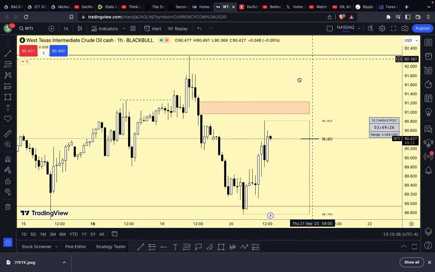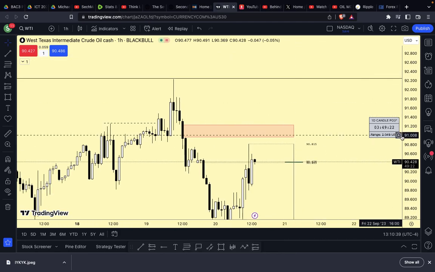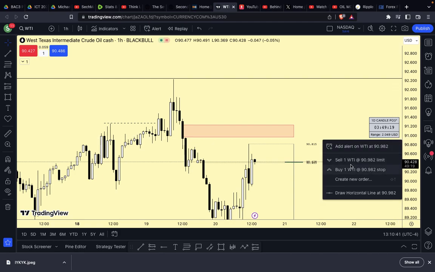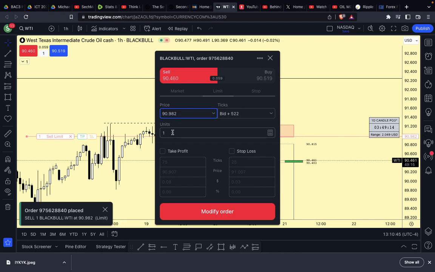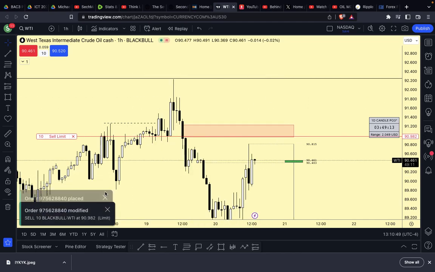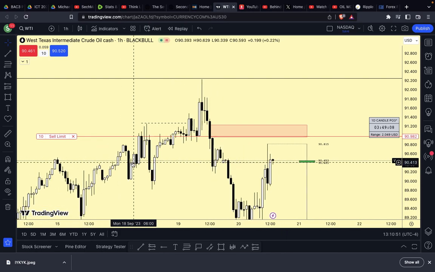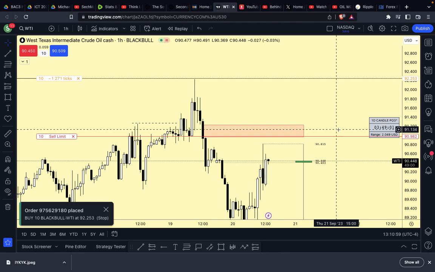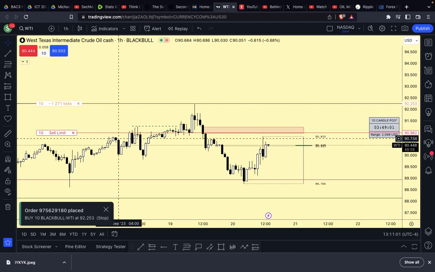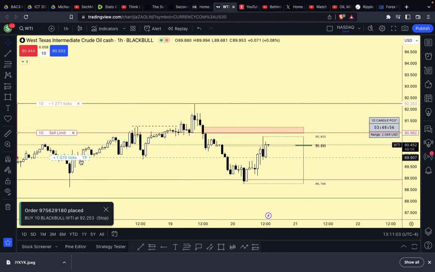So I'm gonna add a limit order. I'm gonna sell 10 also here. Modify order. Shoot. Gonna move my stop loss. It's gonna be what, 1K, and then a 50% of course.